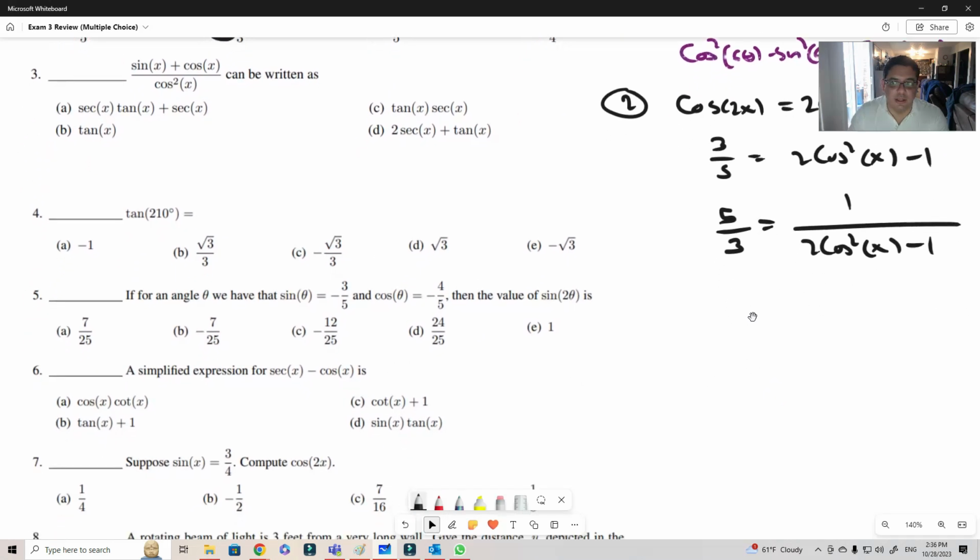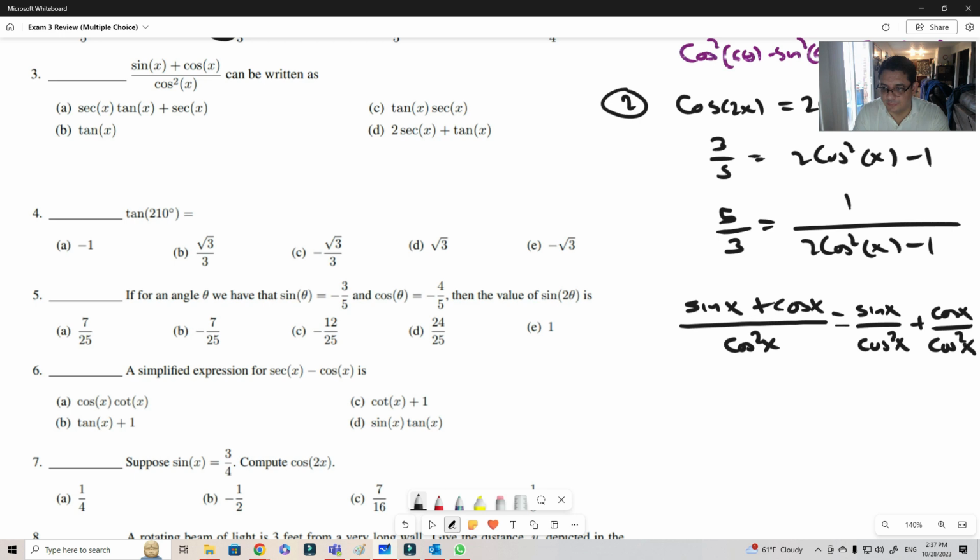Now moving on, question number 3 says we have sine of x plus cosine of x over cosine square of x, and that can be rewritten as, and we have certain options. The key thing here is that we're trying to prove an identity, and of course, we're going to be departing from this side. Since we need to do some kind of operations, the easiest thing that we can do here is just break apart this fraction into pieces. This is sine of x over cosine square of x plus cosine of x over cosine square of x.